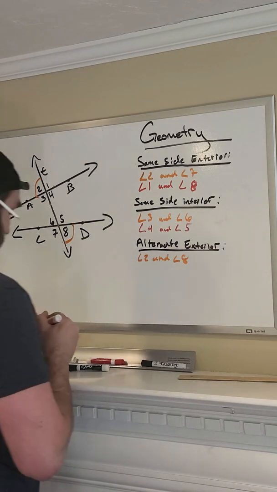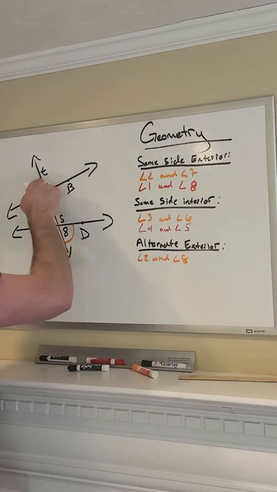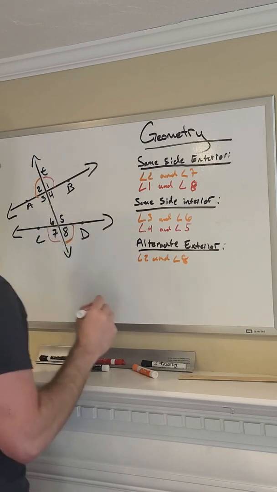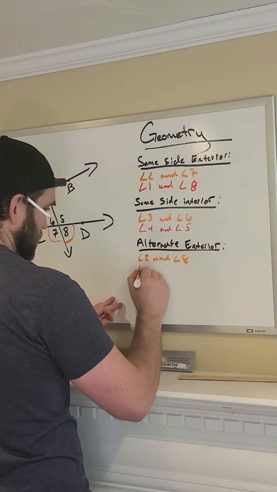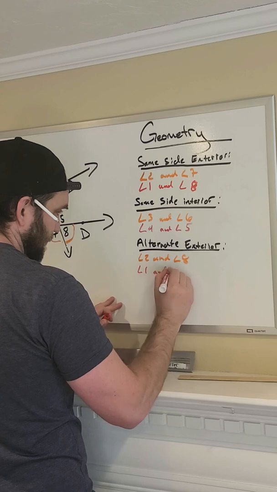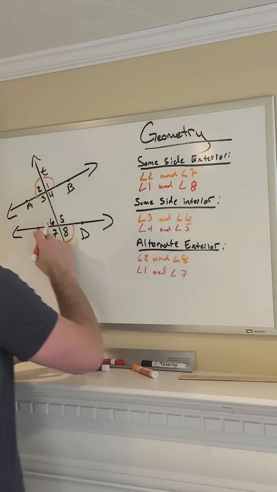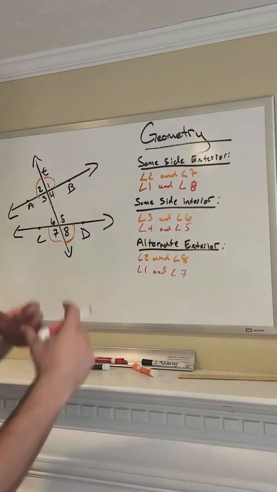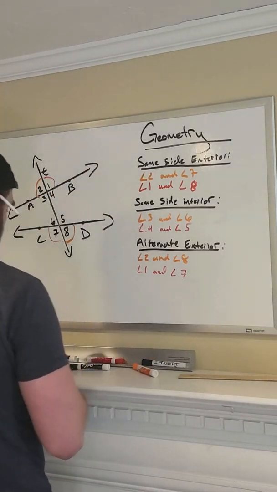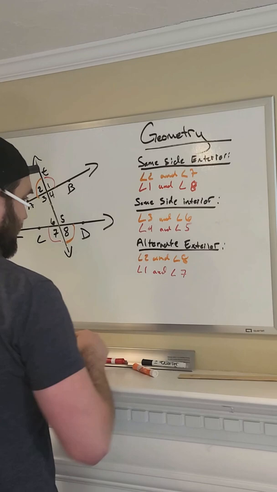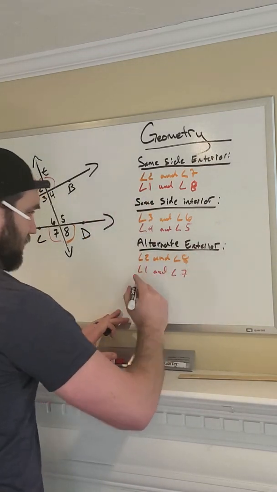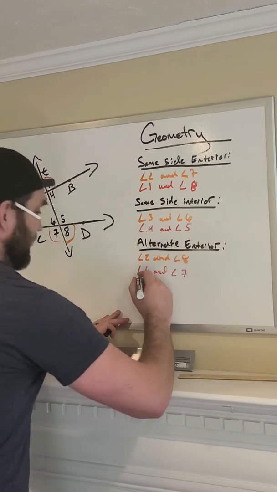And then I have one more set, angle 1 and angle 7, because they are also on alternate sides of the transversal, but on the outside. And then we also have alternate interior.